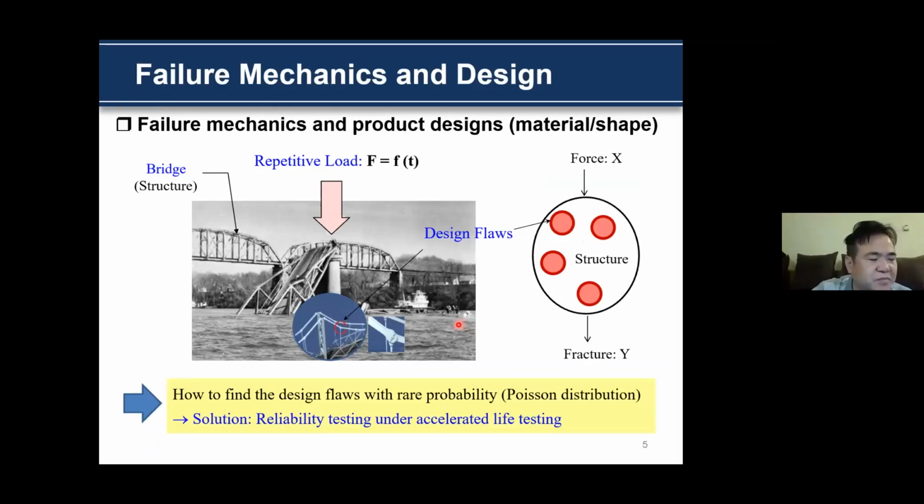This slide shows the failure mechanism and the product design. When a load is repeatedly applied to the product structure and there is a design flaw, the structure will collapse in its life time. To prevent this, the design flaw must be found before the product launching. The issue is how to find the product flaw and the failure probability. The solution is reliability testing under accelerated testing.